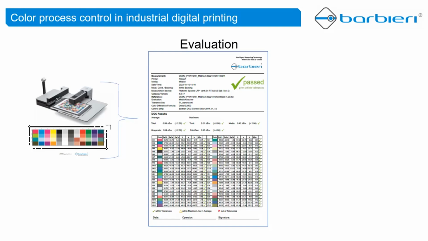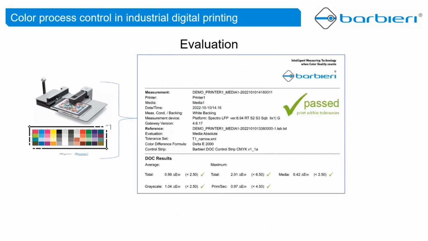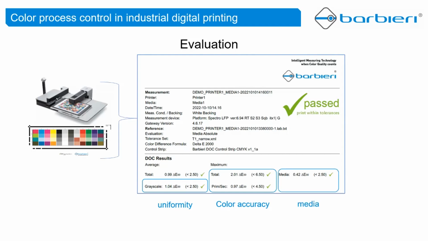You have other information like what printer, what media, the time of the measurement, and so on. But of course, the most important part for us is the actual results, the evaluation. So let's zoom in there and see at the DOC results what information we get from this report. We have information about the uniformity, we have information about the color accuracy. We have also information about the media, material, which is very important.